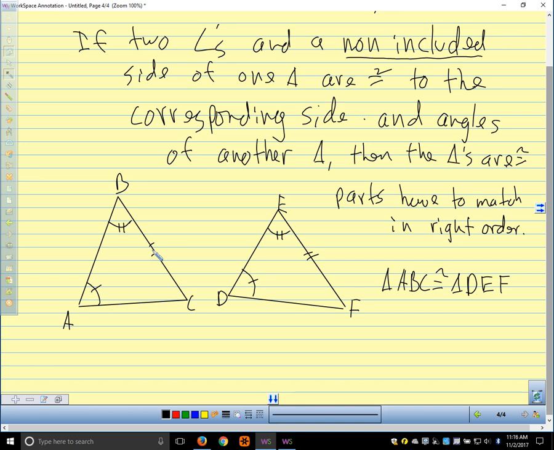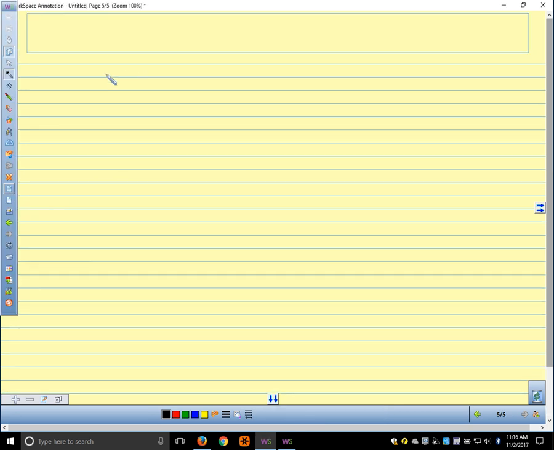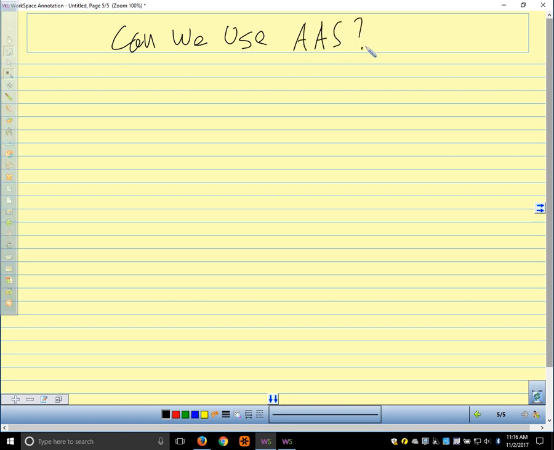All right, questions? Okay, what I want to do is go through a few examples where I just draw triangles and we want to decide, can we use angle-angle-side? So we want to figure out, do the parts match up in the right order? So I'm going to say, can we use angle-angle-side for all of these? So here are my triangles for the first one.